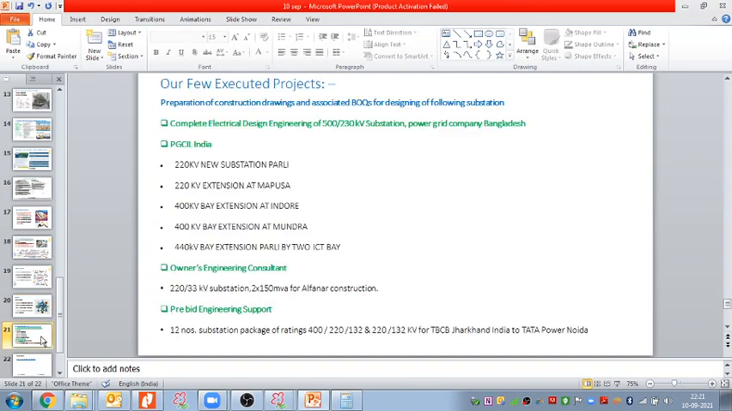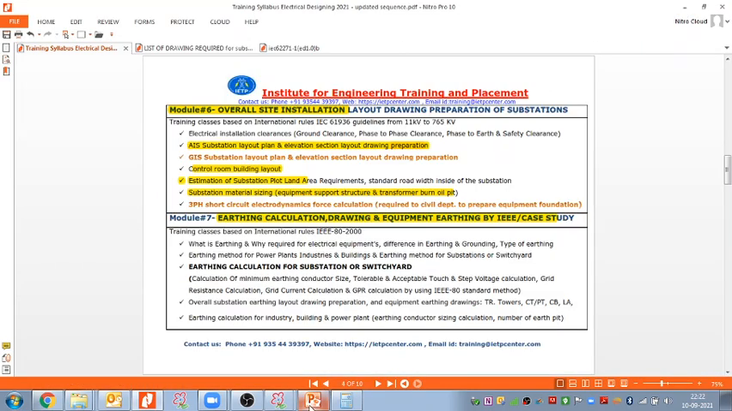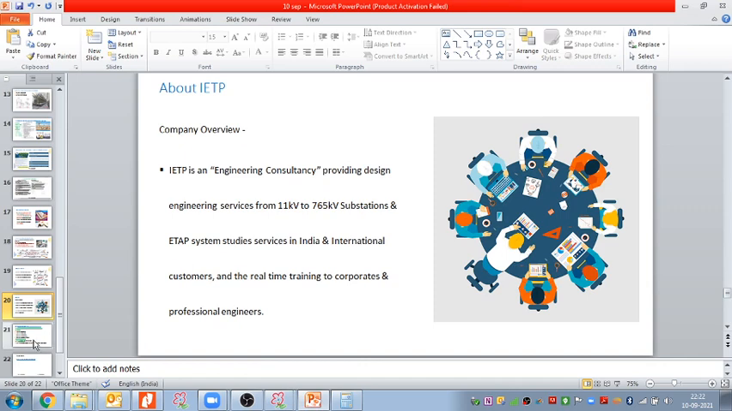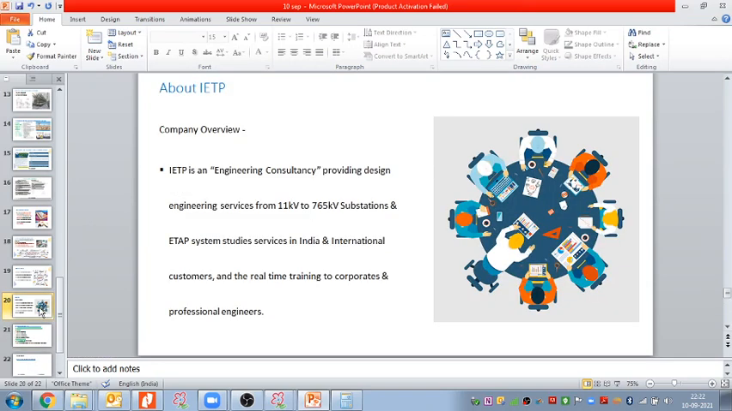Where is your office located? It is in Pune. Do you have any branches in the South? As of now, no. We are planning to open a branch in the Delhi NCR region, because we are mostly executing projects for Power Grid, PGCIL, and their office is in Gurgaon. So we are now moving toward another branch in Delhi NCR. But as of now, we are operating from Pune only.